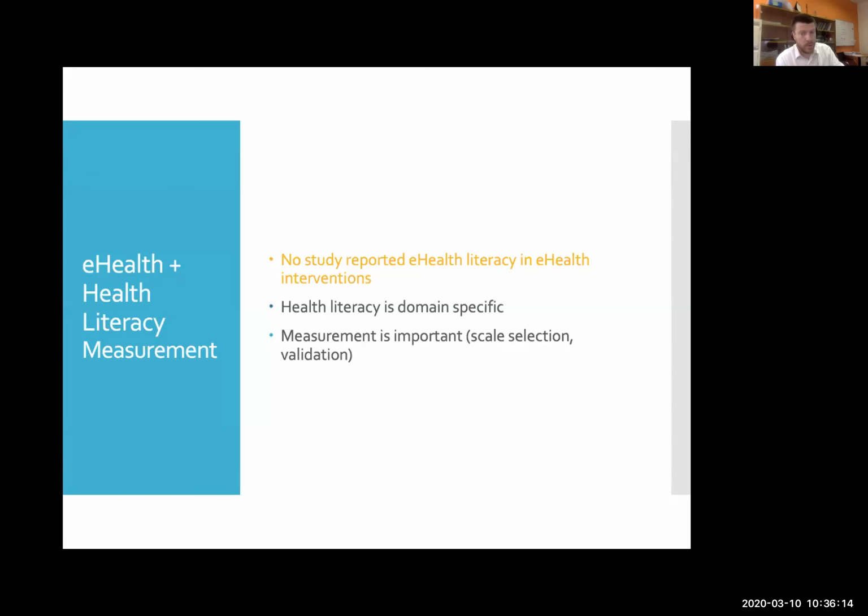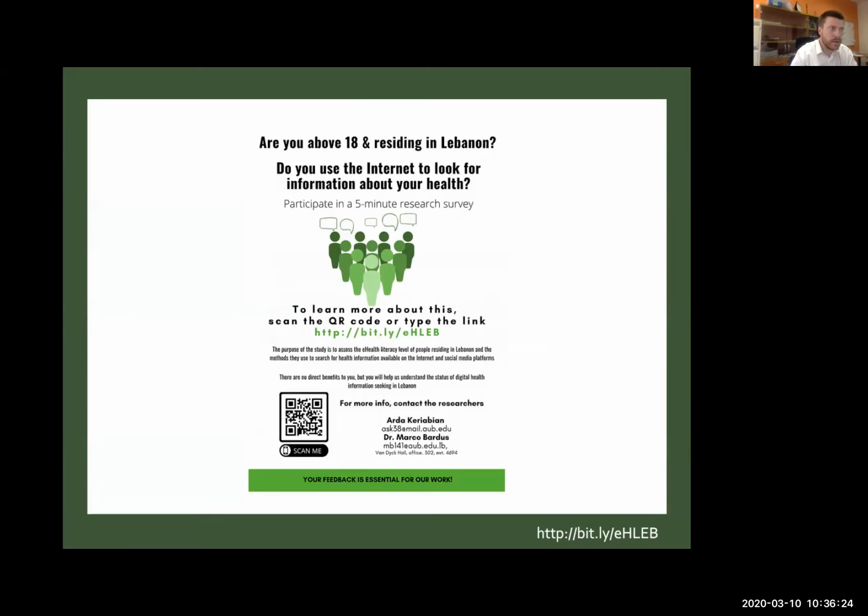Okay. With another colleague of yours, we are looking at the general eHealth literacy in Lebanon. We're using a validated scale. It's called the eHealth literacy scale. If you have not completed the survey, you can see it here. I'll leave the link below. So please share and complete this questionnaire. It's a 5-minute questionnaire. It will help us understand what the level of health literacy, eHealth literacy, is in Lebanon. Okay.